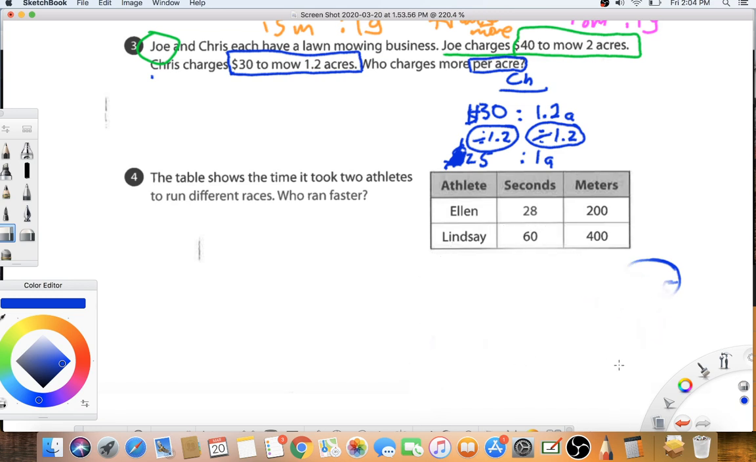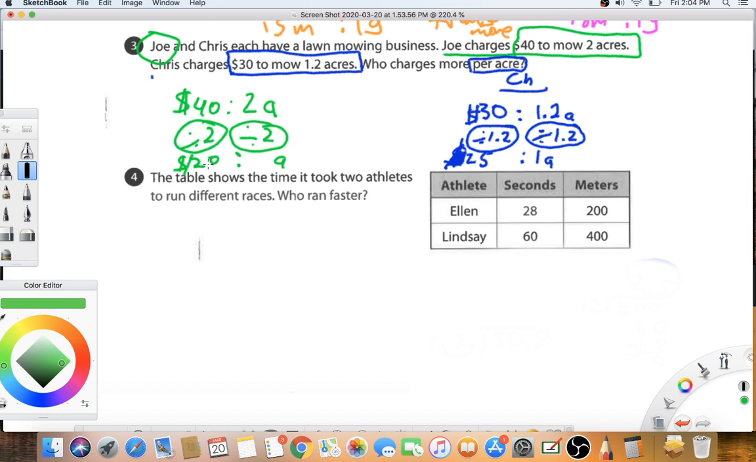That's right, I forgot I did that. So for this one, Chris charges $25 per acre, and let's find out how much Joe charges. So Joe would be $40 to 2 acres. So how do we make the acres into 1? We divide it by the same number. That means we're going to divide it by 2. So we divide both sides by 2. Over here we get $20 for 1 acre. So who charges more? That means that Chris charges more per acre.